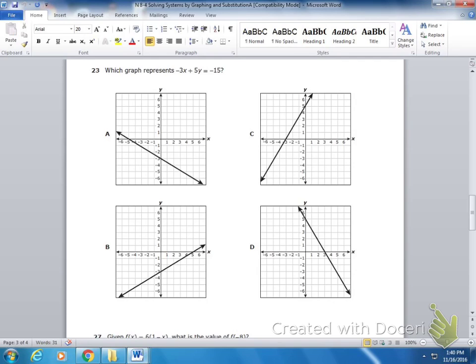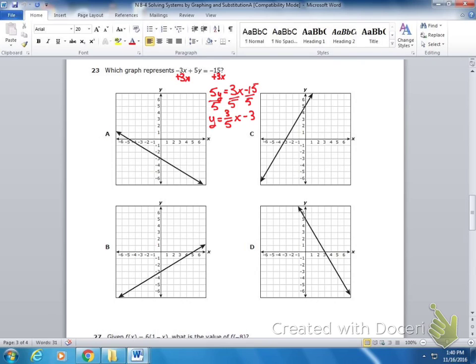This is another one that we have to be able to solve for y for. It says, which graph represents negative 3x plus 5y equals negative 15? Well, guys, if I can solve for y, I'm pretty much going to be able to put it in my calculator if I need to, but it's even better than that. I'm going to move my x's first. So now I have 5y is equal to 3x minus 15. I divide all 3 pieces by 5, and I get y is equal to 3/5 x minus 3.